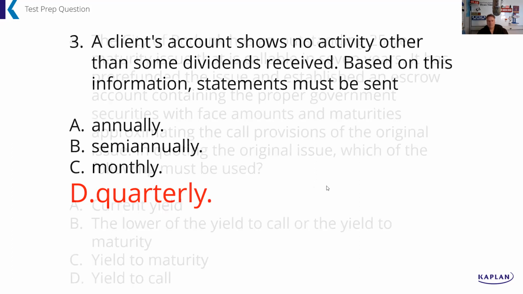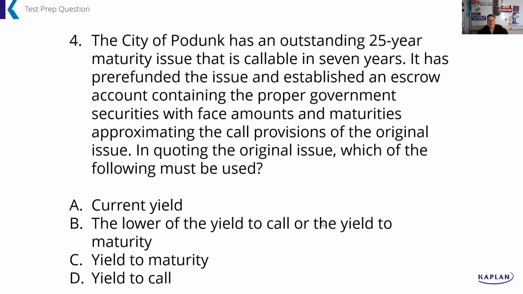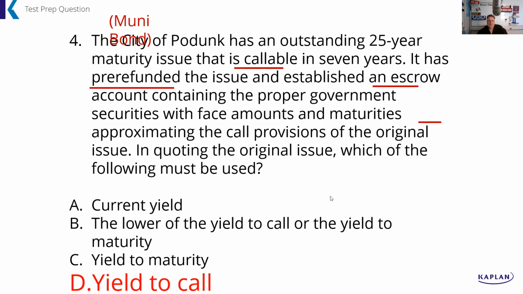Otherwise, quarterly. The city of Podunk has an outstanding 25-year maturity issue that's callable in 7 years. It has been pre-refunded, and they've established an escrow account containing the proper government securities. It's called SLUGS. Approximately the call price in the original, and quoting the original issue. Listen, anytime, ladies and gentlemen, you have a choice of yield to call, that's going to be your answer. You're not going to hold the old bonds to maturity because they already have an escrow account. They're going to call them away from you.